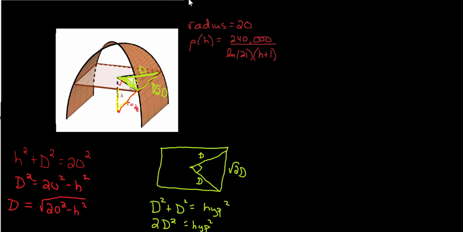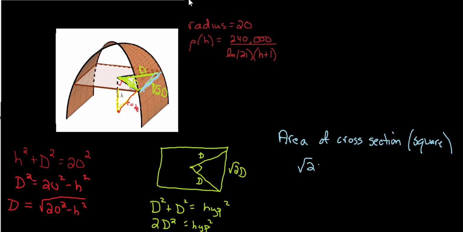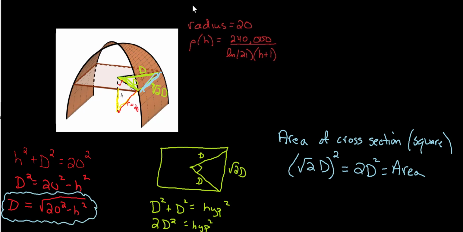Why is that important? Well, now we can calculate the area of the cross section. And remember, it's a square. And I figured out the side length, right? The length of one side of my square is the square root of 2 times d. So I need the square root of 2 times d, squared. That gives me 2d squared as the area of a cross section. Furthermore, that d, I know that d is a function of h, and I have solved that over here. So I'm making some good progress.